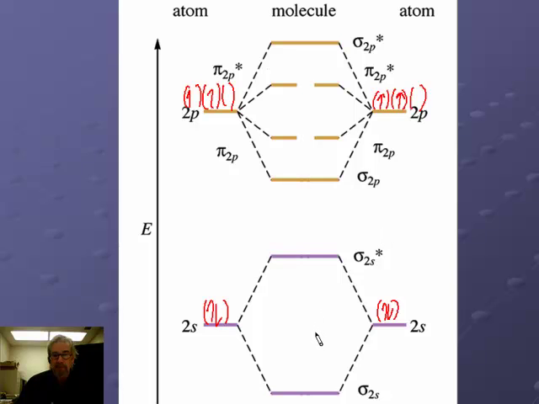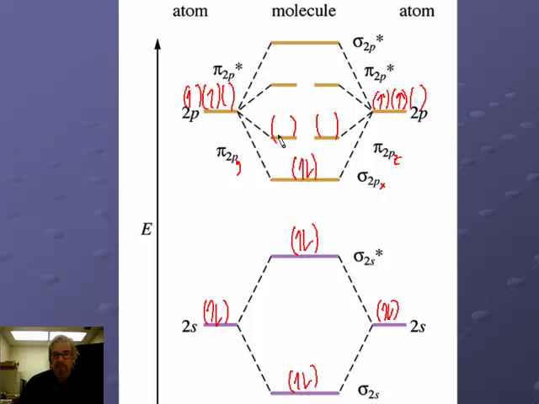So the first 2 are going to go down here in this sigma 2s bonding orbital. The next two have to go in the sigma star 2s antibonding orbital. Next, two more in the sigma 2p bonding orbital. And then we have two pi 2p bonding orbitals. So this is maybe on the y-axis and maybe this is on the z-axis, where this was on the x-axis.